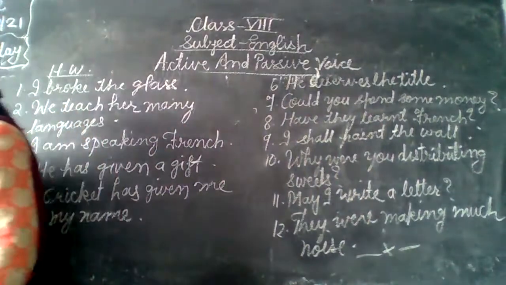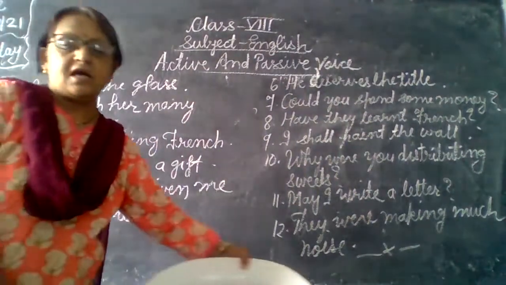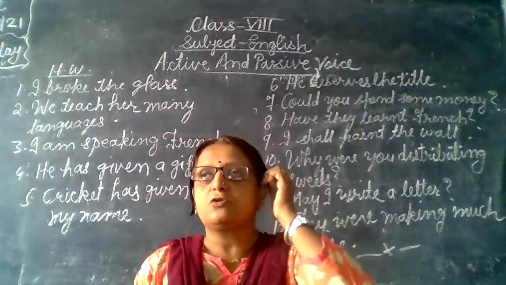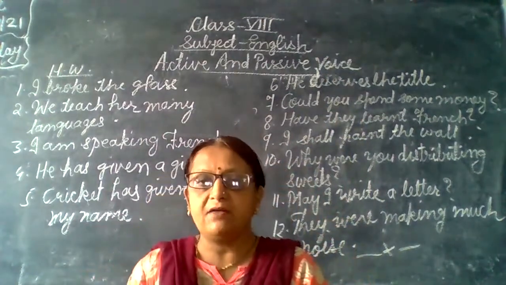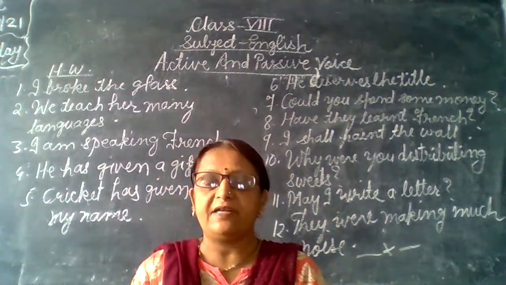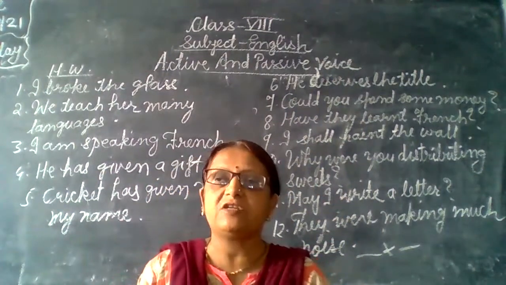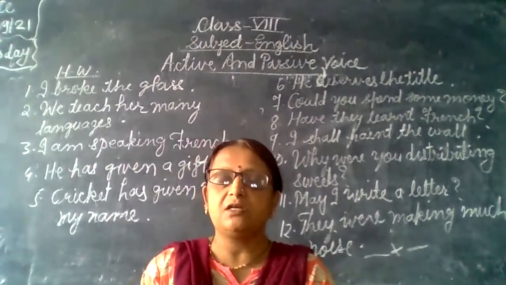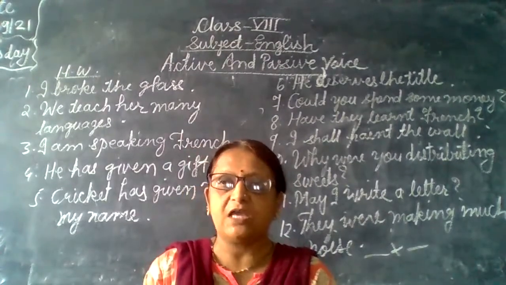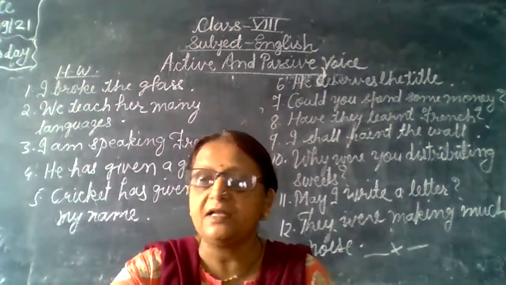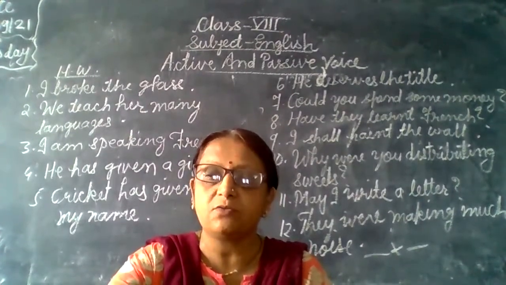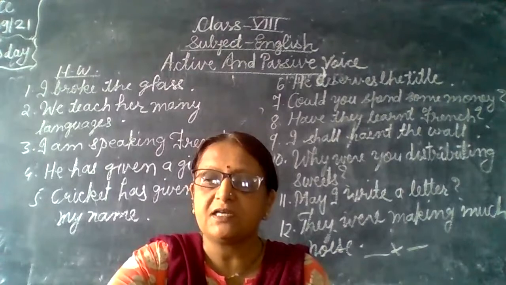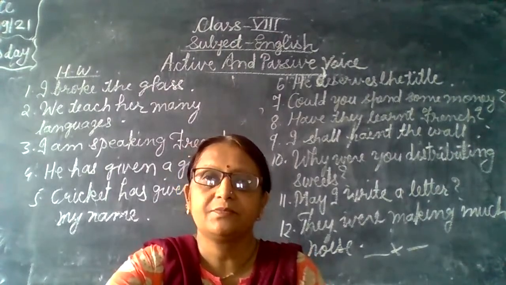So now we have completed the topic. Here we have changed the voice from active to passive. And sometimes I will give you passive to active also to solve, so you have to solve passive to active voice also. So this is the topic we have ended, active and passive voice and all the types of sentences. Now revise, go through the notes and I think it will be very clear to you how to solve active and passive voice. So students, tomorrow we are going to start with the next lesson from the textbook. Today we have completed our active and passive voice. Bye everyone. Take care.